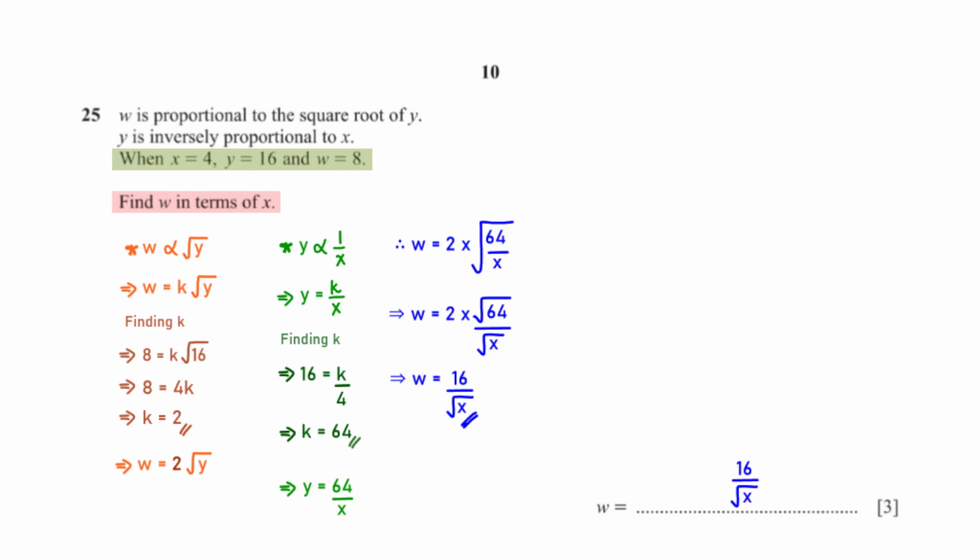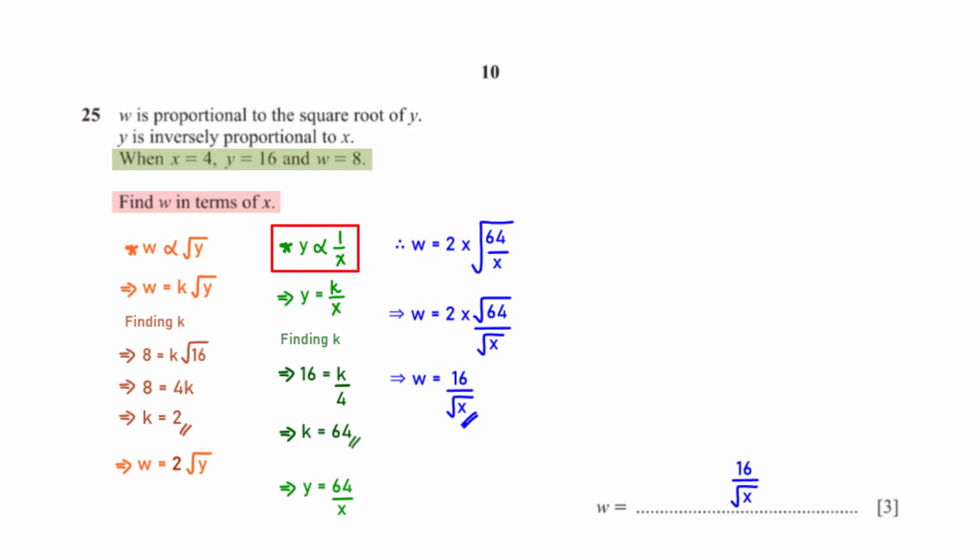In mathematical terms, we write W is directly proportional to the square root of y. This can be rewritten as W is equal to a constant which we are going to call k times square root of y. We get the value of k by plugging in the values of W and y given in the question. This gives us 8 equals k times square root of 16. Square root of 16 is 4. When we divide both sides by 4, we get k equals 2. So we have W equals 2 times square root of y.